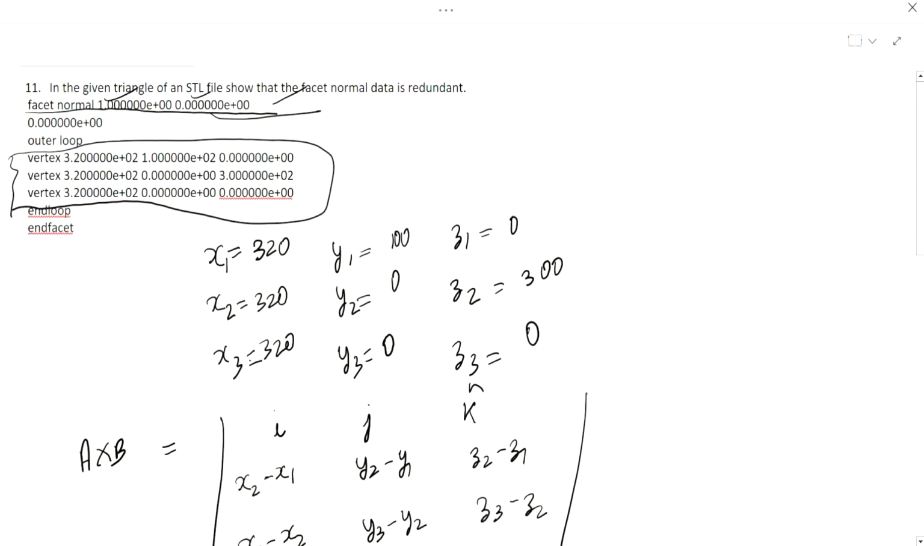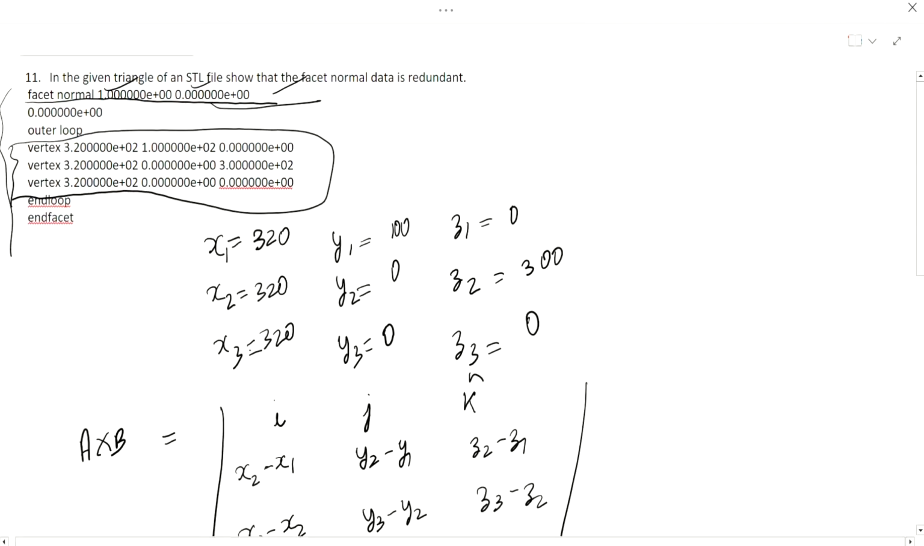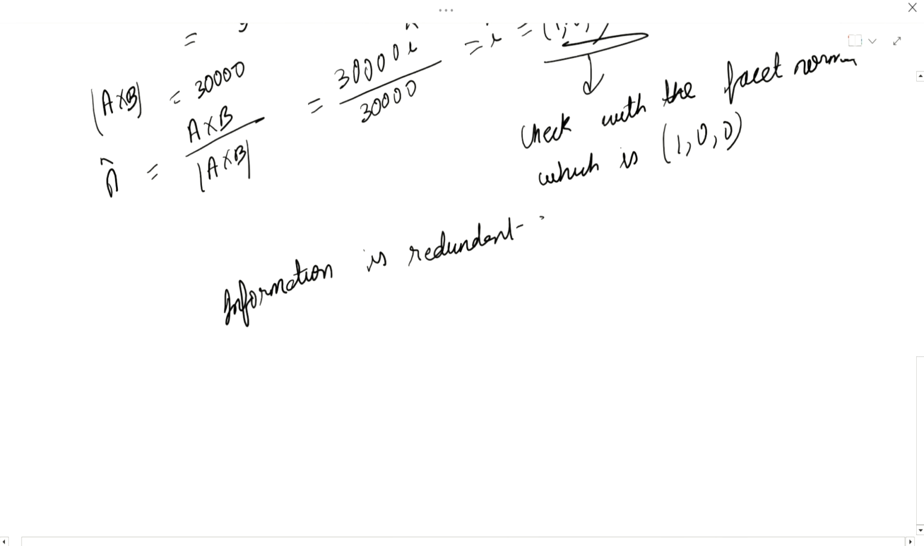Okay. So here you have been given the vertices of a triangle. And it is asked in the question, show that the facet normal data is redundant. This is the facet normal data. So we have to prove whether this data is redundant or not. So we are finding out the n cap.